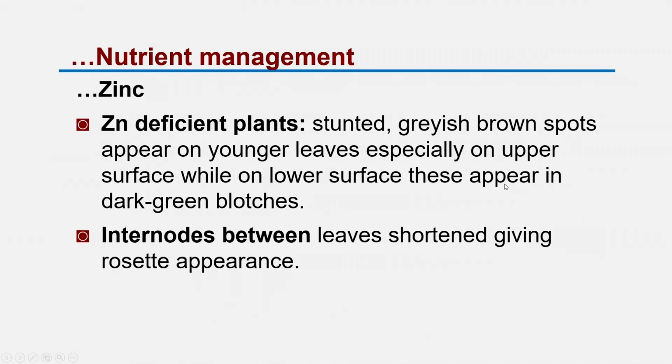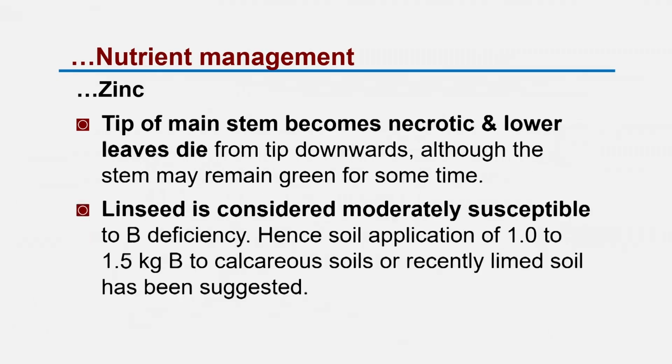Zinc deficient plants are stunted, grayish brown spots appear on younger leaves, especially on the upper surface, while on the lower surface these appear as dark green blotches. Internodes between leaves are shortened, giving a rosette appearance.